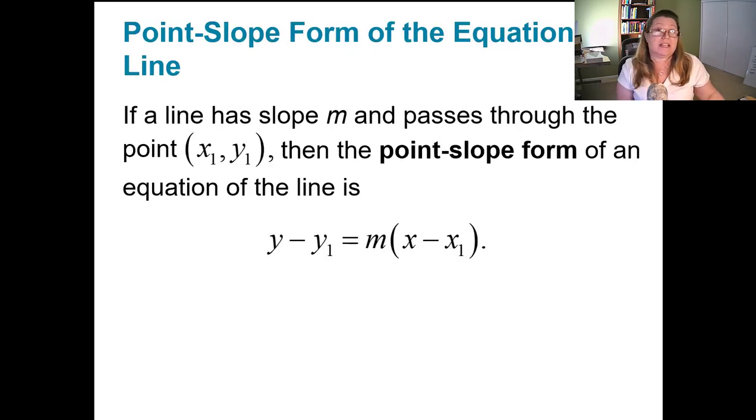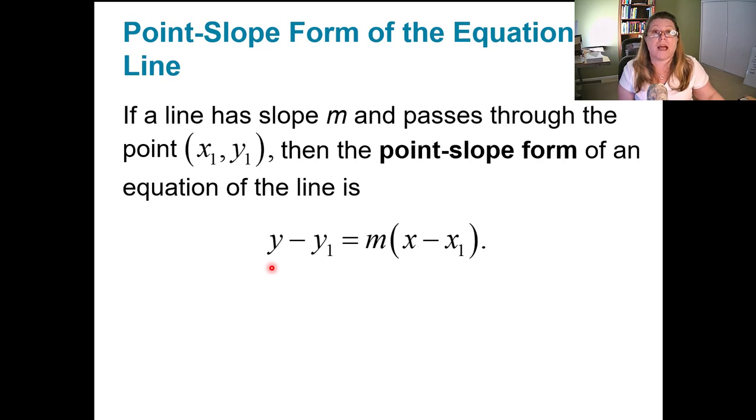When we are given information about the slope and a point, we can use the point-slope form to find the equation of a line. Now, this doesn't automatically give us the equation of a line. It's in the form of the equation of the line. So given a point and the slope, we can find the point-slope form of the equation of the line.